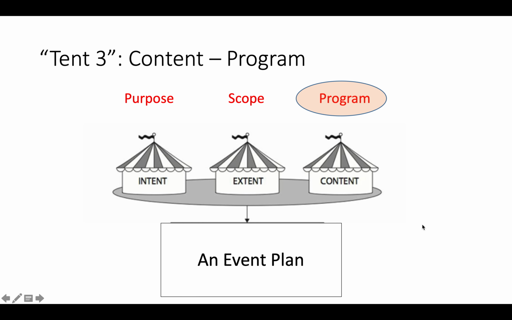Content 3 is a content which refers to the programs and the activities. We'll talk about the activities of an event in the following weeks. So we won't spend time to talk about the activities right now. This is how we conclude this week's lecture. I hope you enjoyed this week's learning.